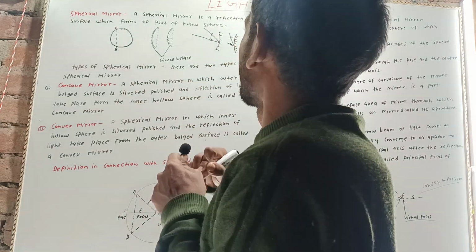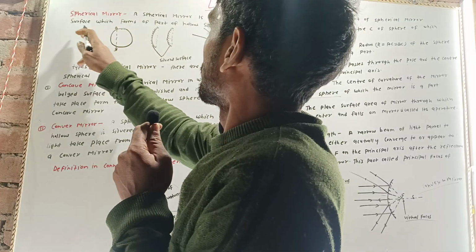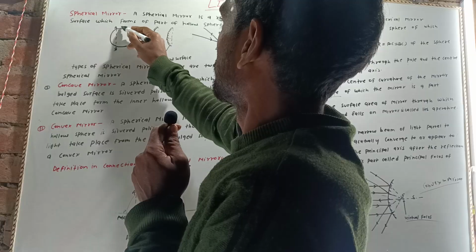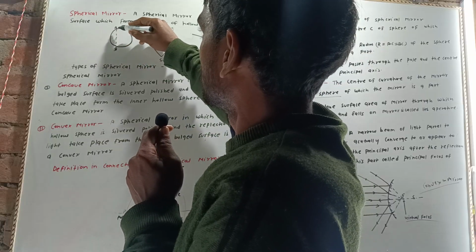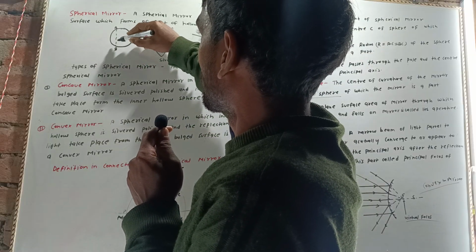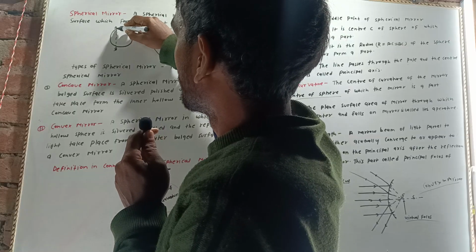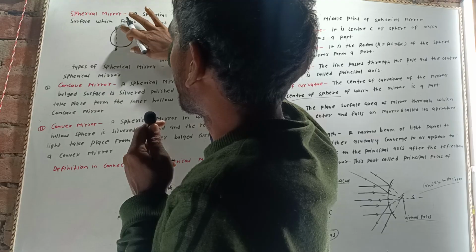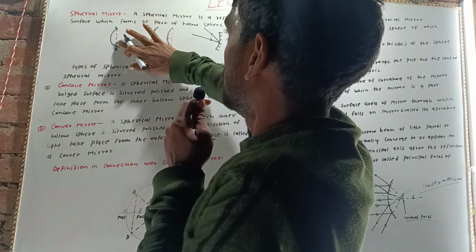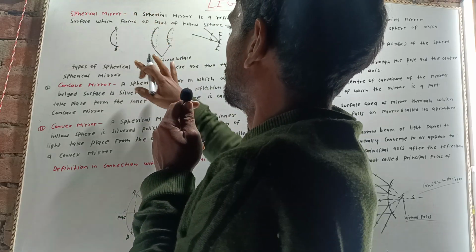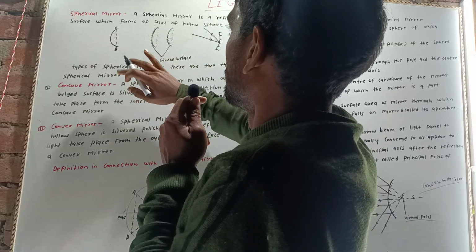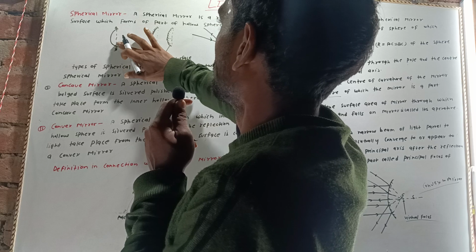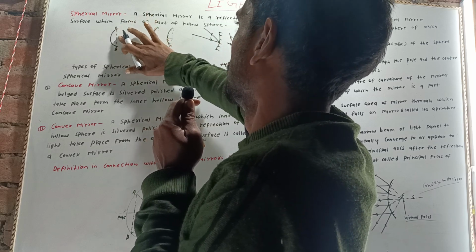A spherical mirror is a reflecting surface which forms a part of a hollow sphere. That means this is a sphere, a hollow sphere. Suppose we cut this part, this is a dotted line. When we cut, what happens? We can see that this is a cutting part of the hollow sphere, a spherical mirror.